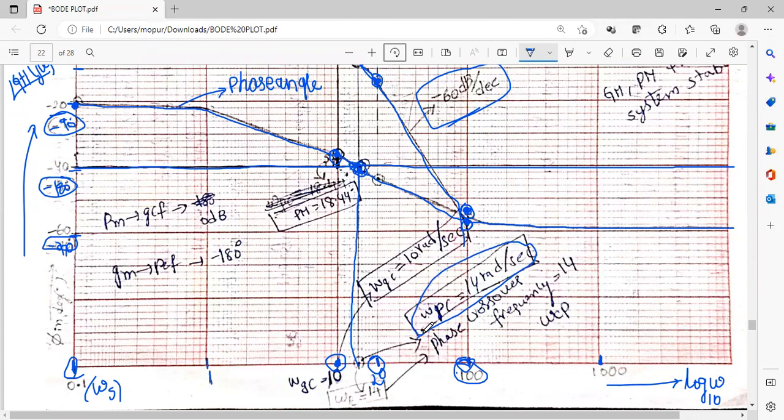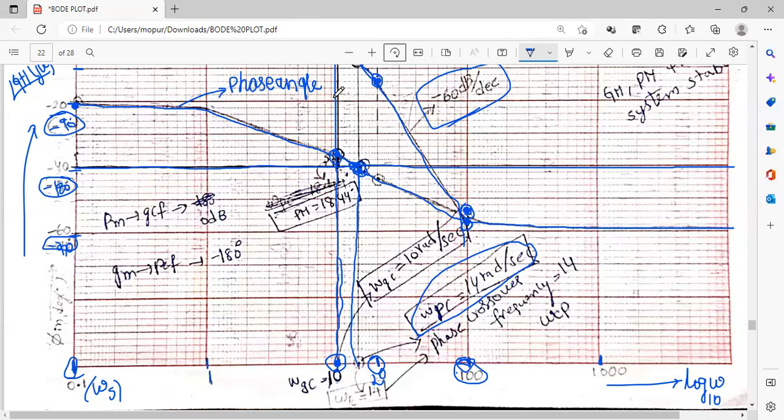Now we had extracted the gain crossover frequency, which is the frequency at which the magnitude plot and the 0 dB line coincide. And we had extracted the phase crossover frequency, which is the frequency at which the phase angle plot and the minus 180 degree line coincide. Now, at the gain crossover frequency, draw a straight line, at this 10. Then, along this straight line, take the difference between this minus 180 degree line and the phase angle plot at the gain crossover frequency.